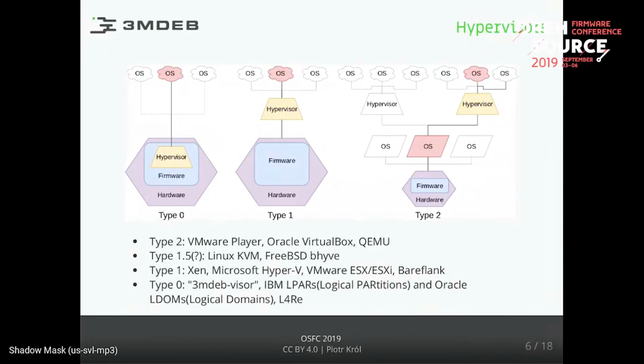The other model is the type 1 hypervisor, for example Xen, or Hyper-V, or VMware ESX, where we just run the hypervisor on bare metal, and inside we can run various operating systems. If we're talking about a type 0 hypervisor, which we can call 3mdeb Visor, which we develop, and others like IBM's or L4, this means that we have firmware inside which we put a hypervisor, and then we just run the OS from that point. It is used frequently in embedded environments.